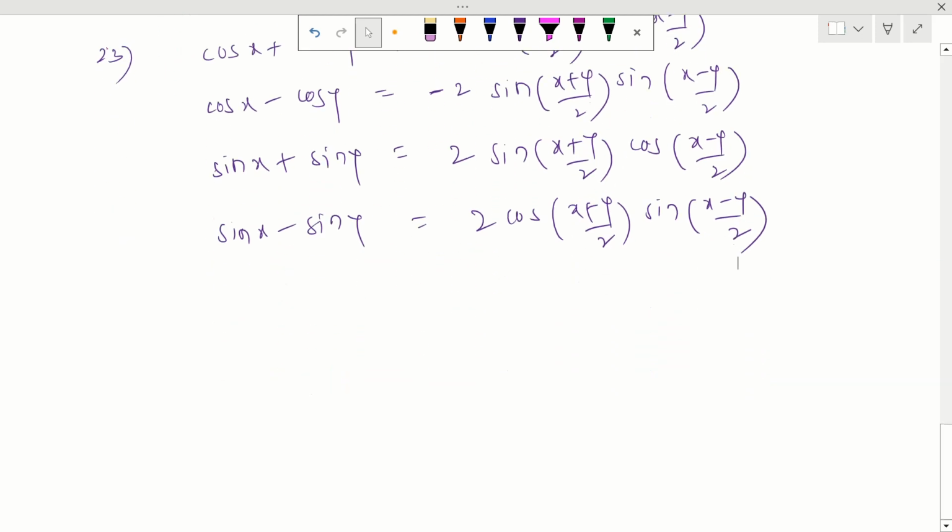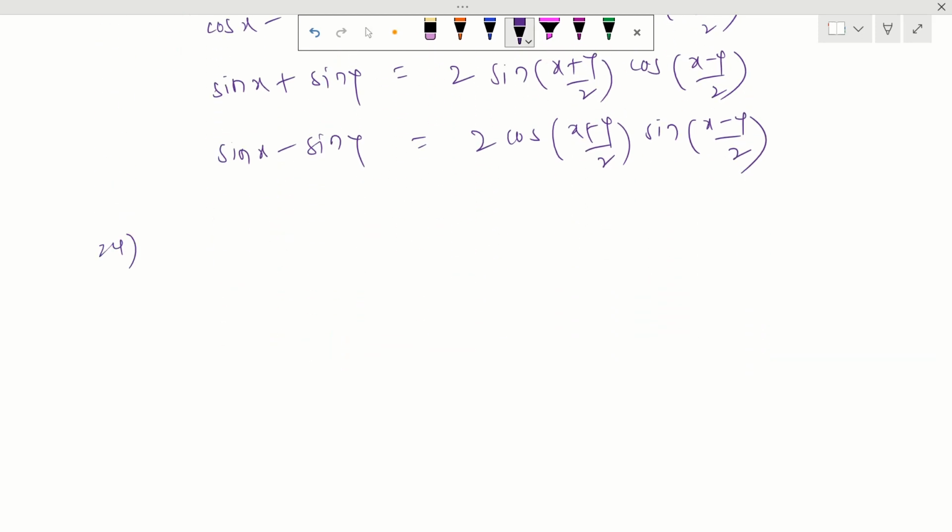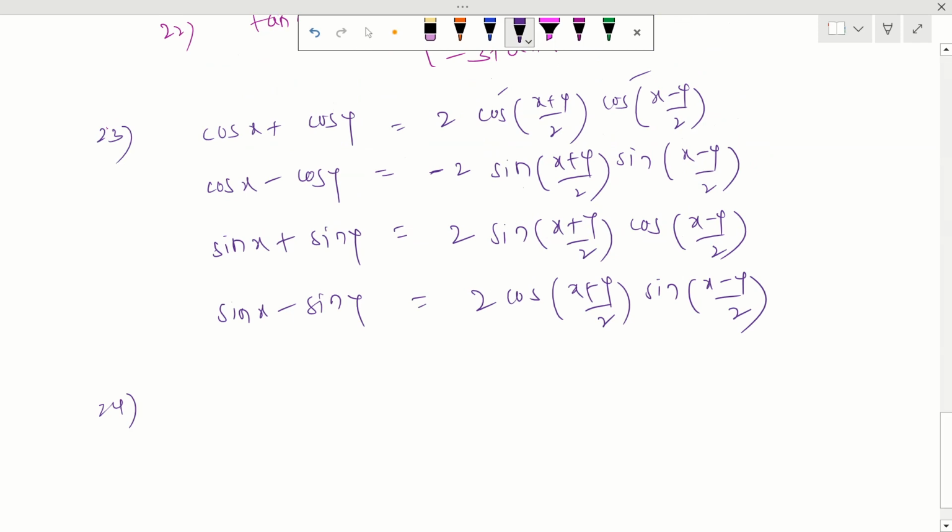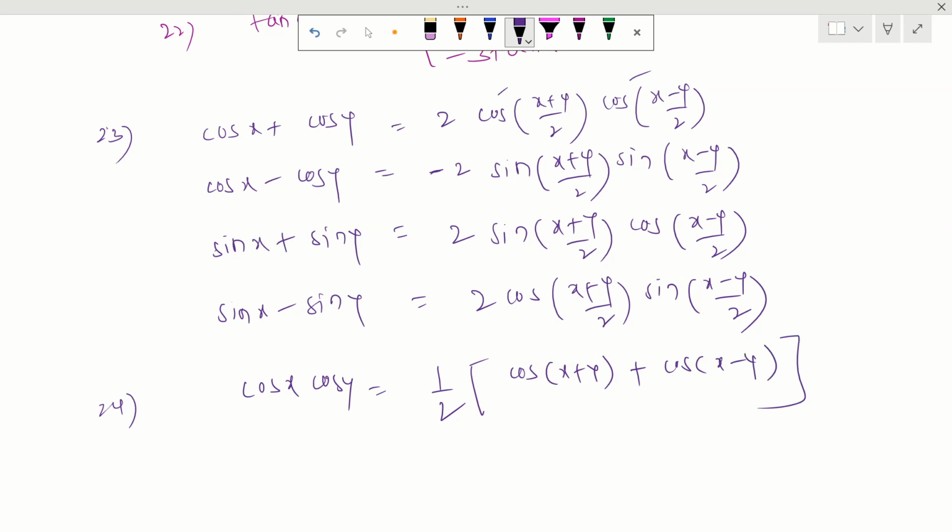From these, we have derived four other formulas. Here is cos x into cos y. It is 1 by 2 of, when we add cos of (x plus y) and cos of (x minus y), we get 2 times cos x cos y, but taking the 2 to this side.